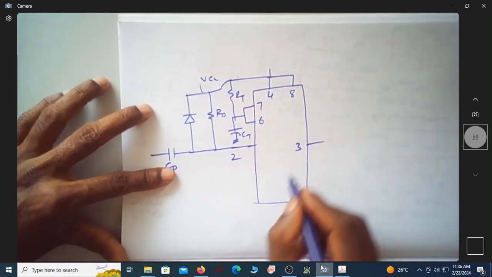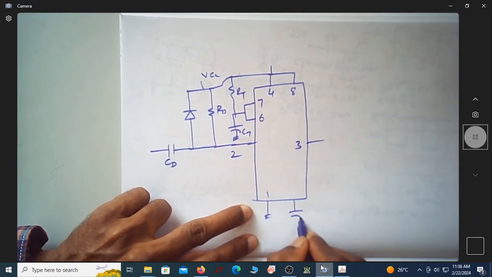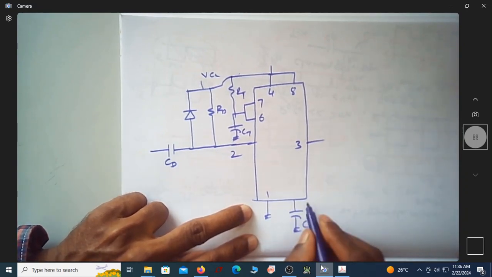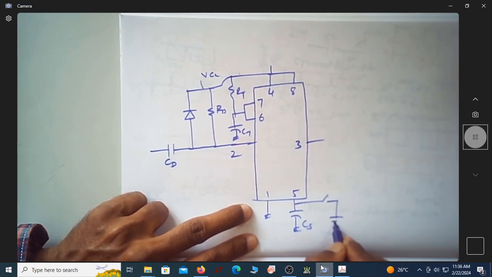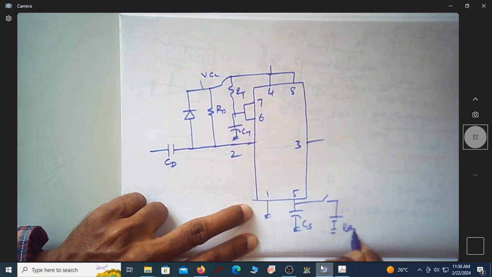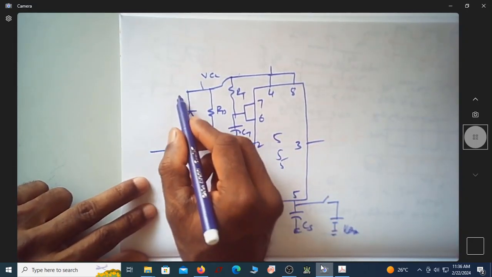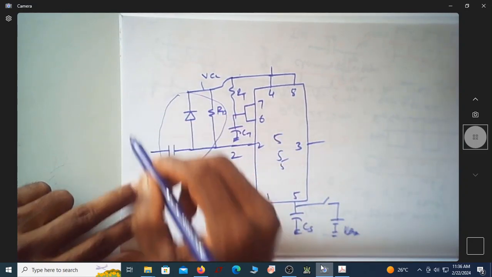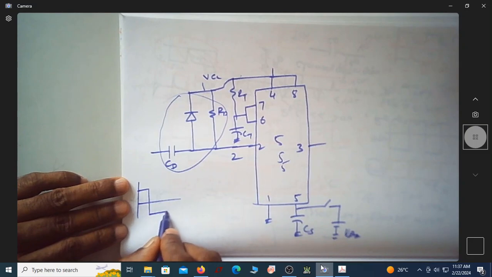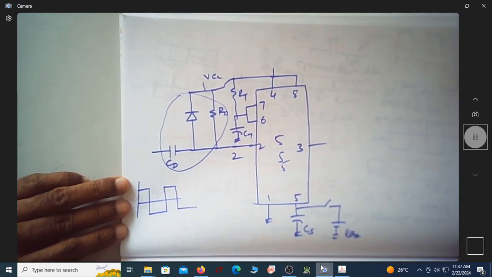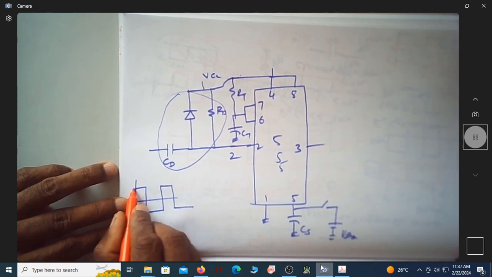This is pin number 3 output. Pin number 1 is ground. This is either the same voltage of 2/3 VCC, or you can use an external voltage. So this is V external, this is the 555 timer, this is pin 1. This is your signal conditioning network, which will make the trigger signal, which is like this, into a waveform which is exactly coming this way.